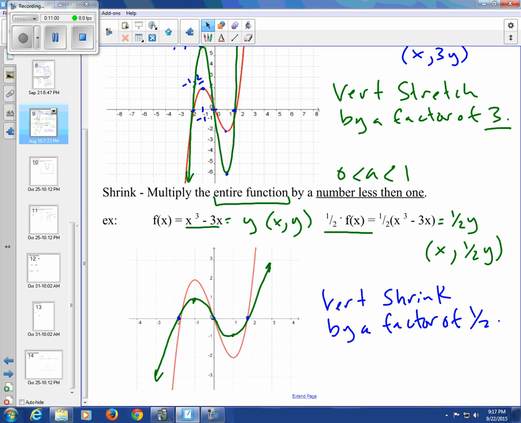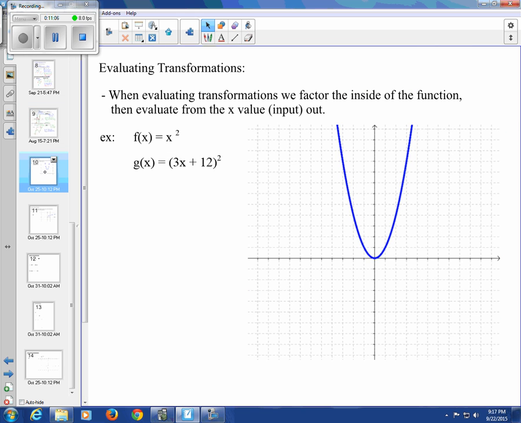When we multiply outside the function by a constant, we see those vertical stretches and shrinks by a factor of the number we're multiplying by. Okay, so let's talk about some compositions of transformations. When we start composing transformations inside the function, things get a little complicated, and we want to address that complication.